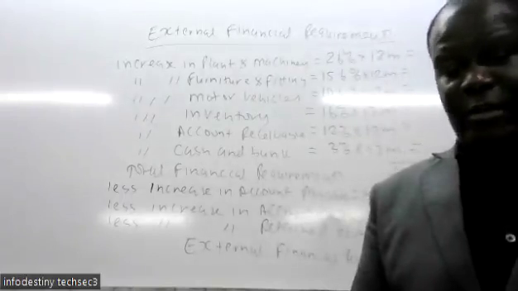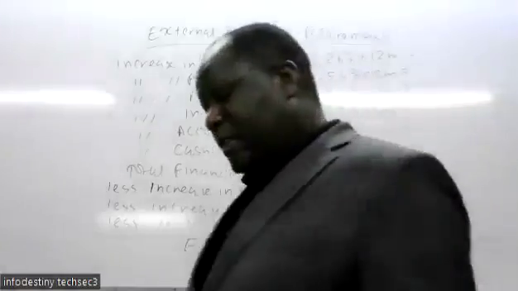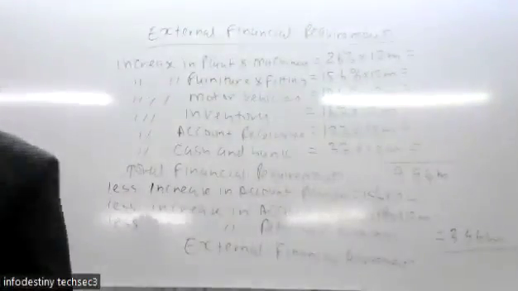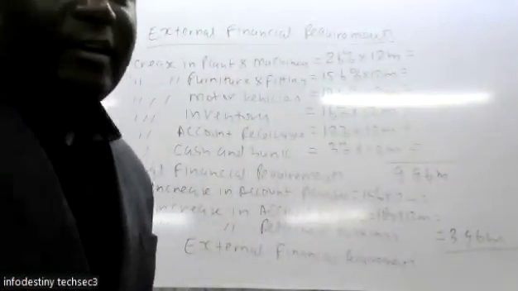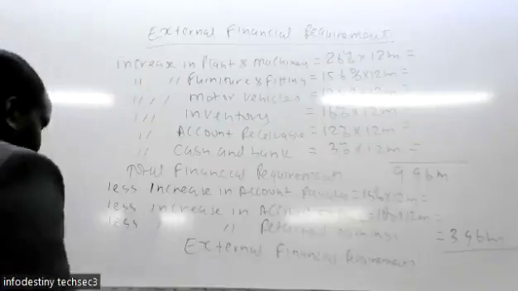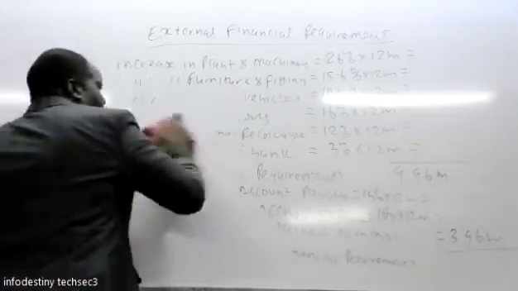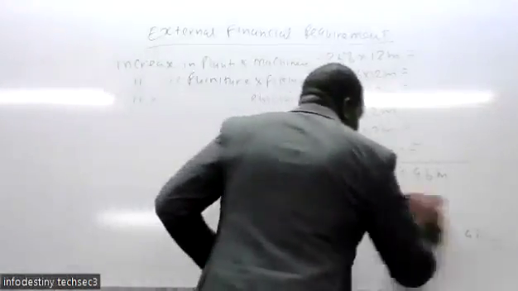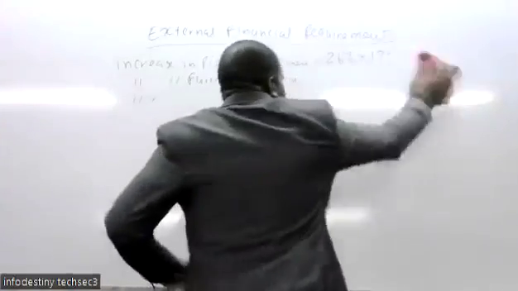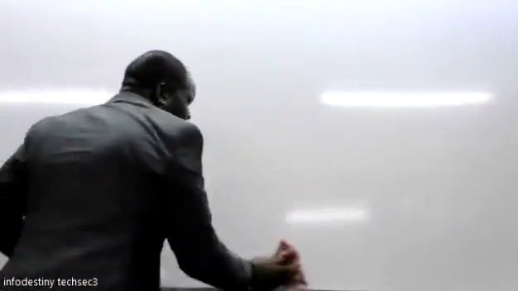That Roman letter 1 also assists you to get the Roman letter 2. Roman letter 2 is the forecast statement of the financial position. Let us now prepare the forecast statement of the financial position.